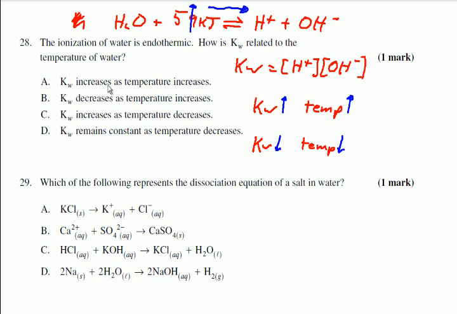So let's look at some of our options right here. Kw remains constant as temperature decreases. No, the only thing that's going to be changing Kw, Keq, Ka, and all those kinds of things is temperature. So this is not a correct answer. Kw increases as temperature decreases. No, we said if temperature increases, Kw increases. And so that makes this one wrong as well. And the only one that's right is 28A.